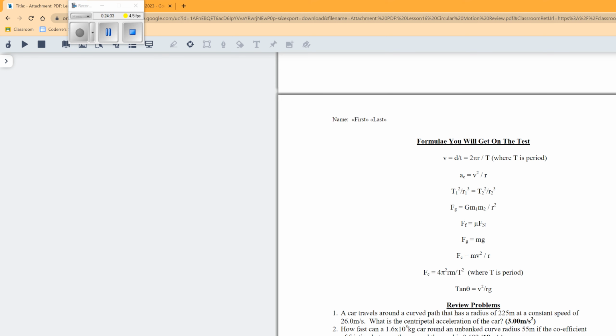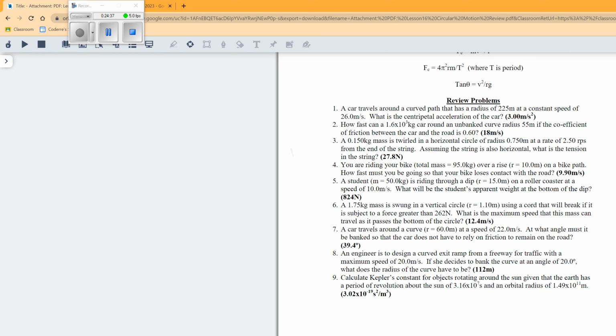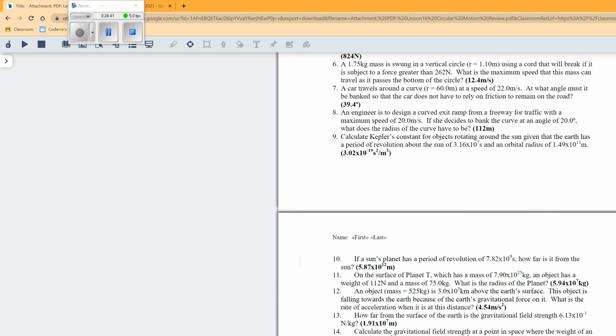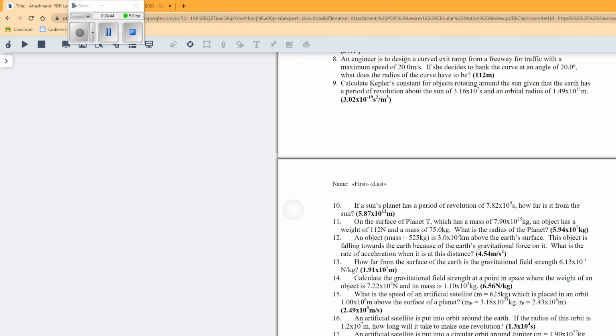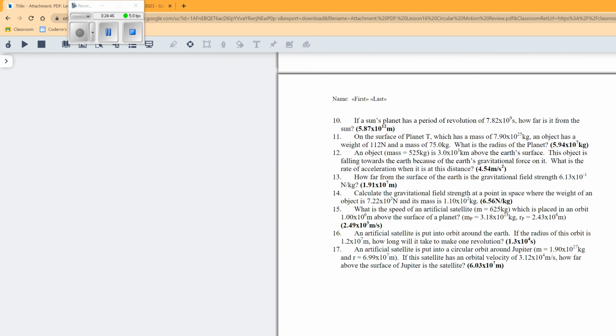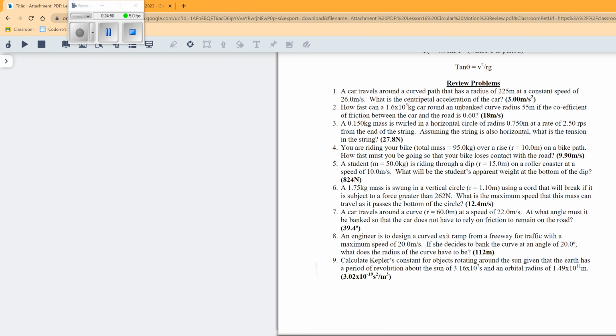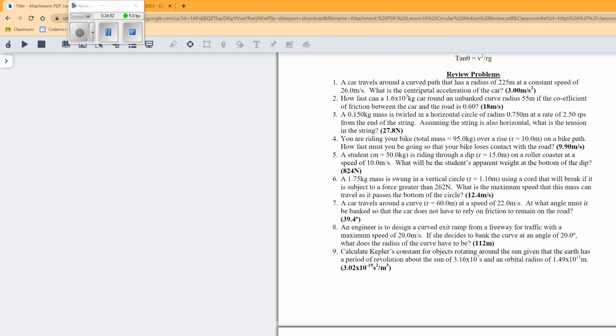Okay, these are the formulas that will be on the front page of your test. And these are old exam questions that you might want to try with the answers, so you'll know if you did them right. So I would suggest that now might be a good time to try some of those, since I'm here to answer questions if any come up.